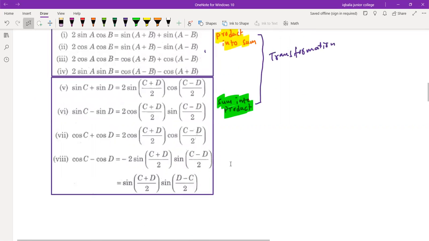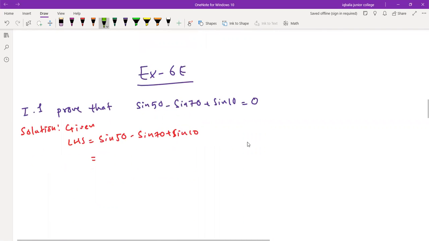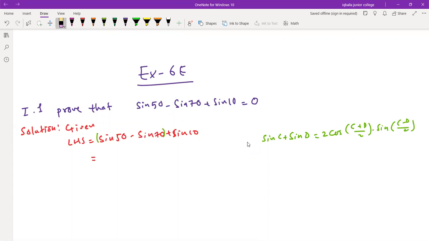Just see here, I'm going to use the sine C minus sine D formula. The formula is 2 cos (C plus D) by 2 into sine (C minus D) by 2. So we have the formula sine C plus sine D is equal to 2 cos (C plus D) by 2 into sine (C minus D) by 2. I'm going to use this formula in between these two. This is nothing but minus, so this is sine C minus sine D, because we have sine 50 minus sine 70.